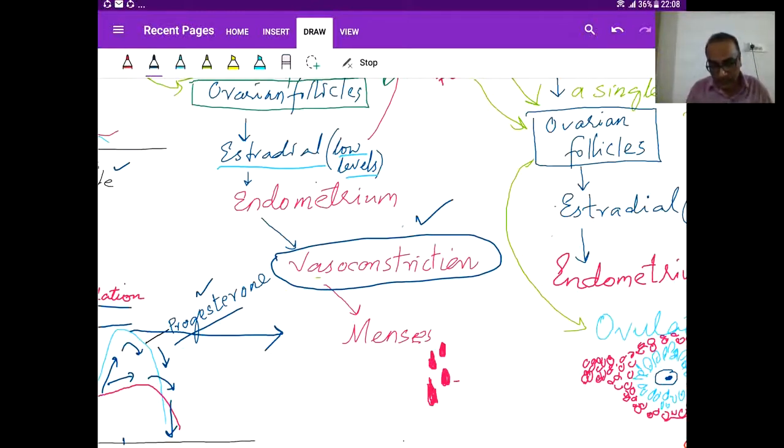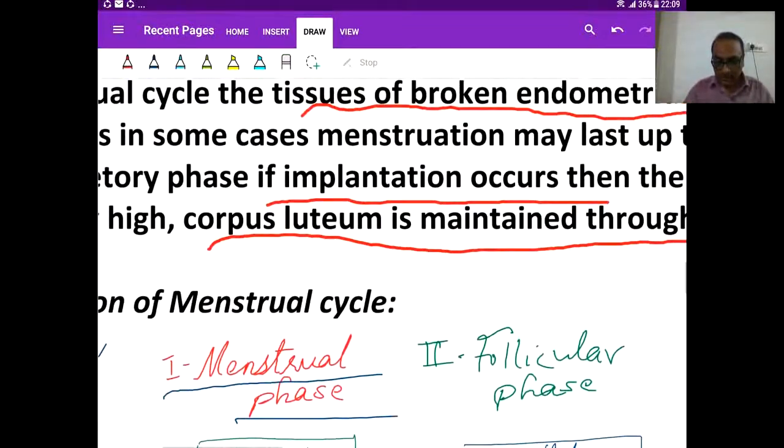So that's a very important point, that vasoconstriction takes place, and therefore only 30 ml to a maximum of 130 ml is the amount of blood lost during the menstruation phase of a woman. After the constriction of the blood vessels, the remaining part of the blood vessels in the endometrium degenerates, all that tissue breaks up and menses takes place. Clear? Now look at one diagram I have drawn here.